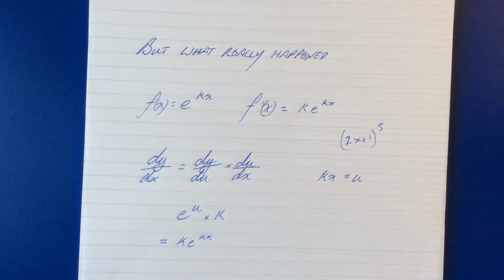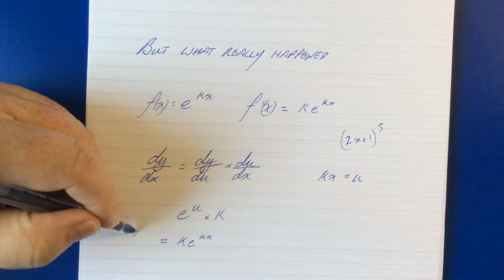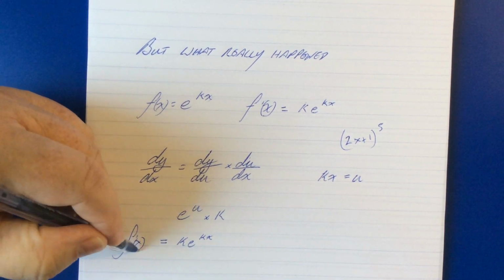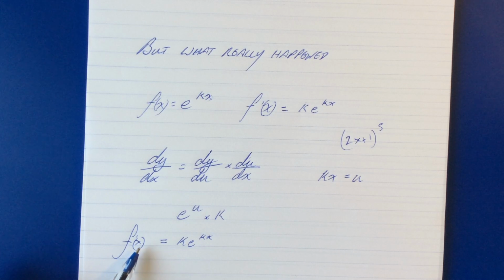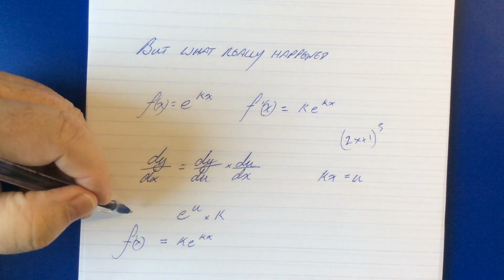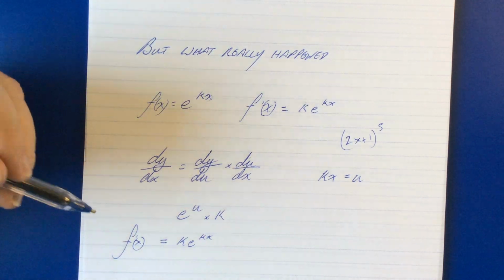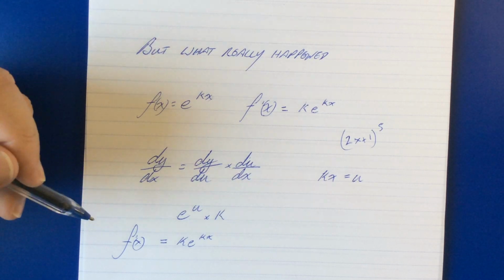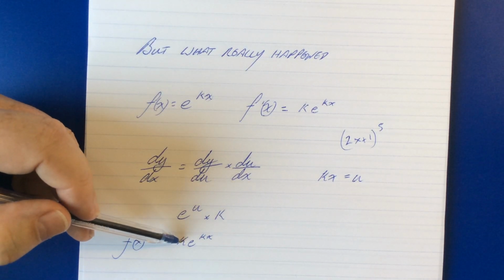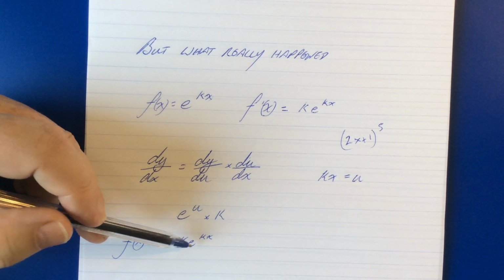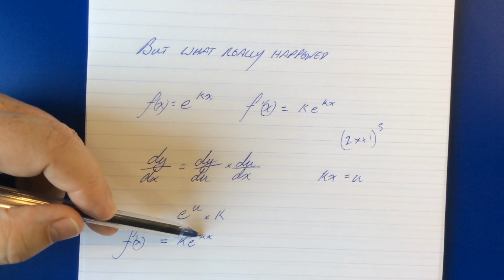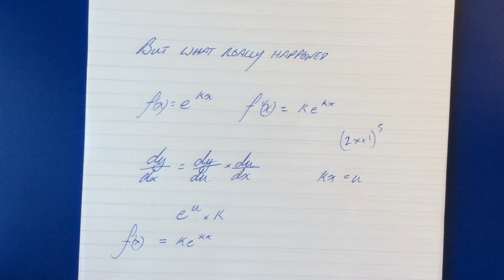So the rule becomes: the differential of y when y is equal to e to the kx is k, the constant, times e to the kx. That's the rule. I hope this is clear.